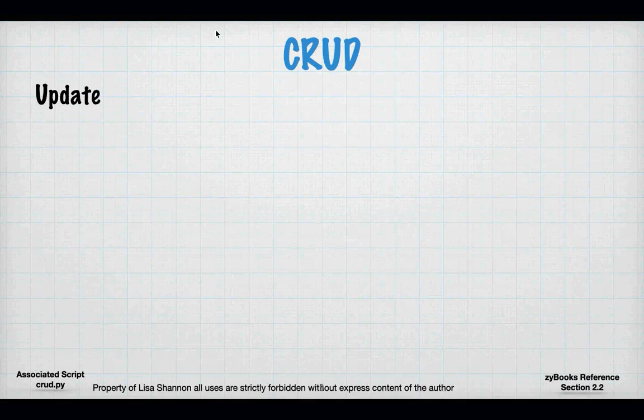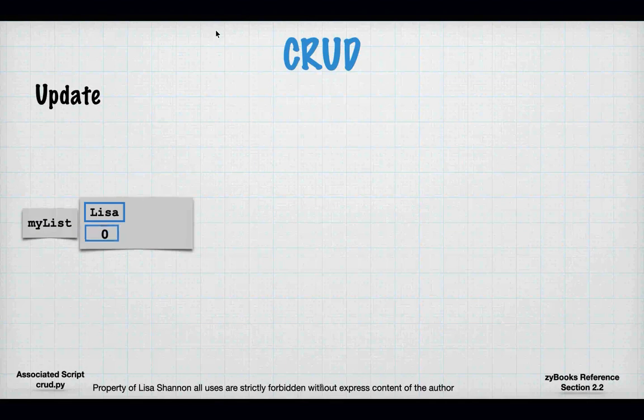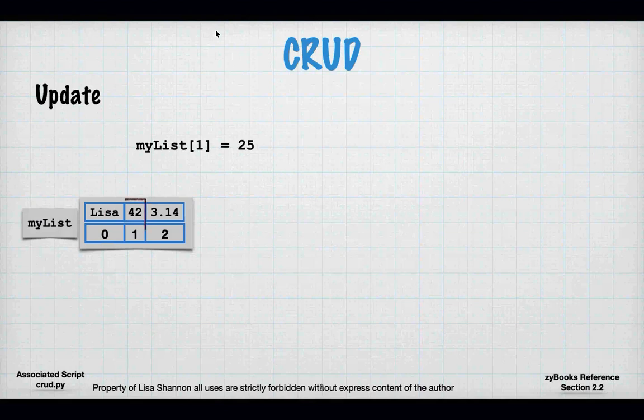Now we have update. Update means that I can modify things. So I've got my list here again, you know, Lisa, 42, 3.14. And I'm going to say my list of 1 is now going to equal 25. So I'm doing an assignment. And what this assignment does is it removes 42, and it puts in its place 25.